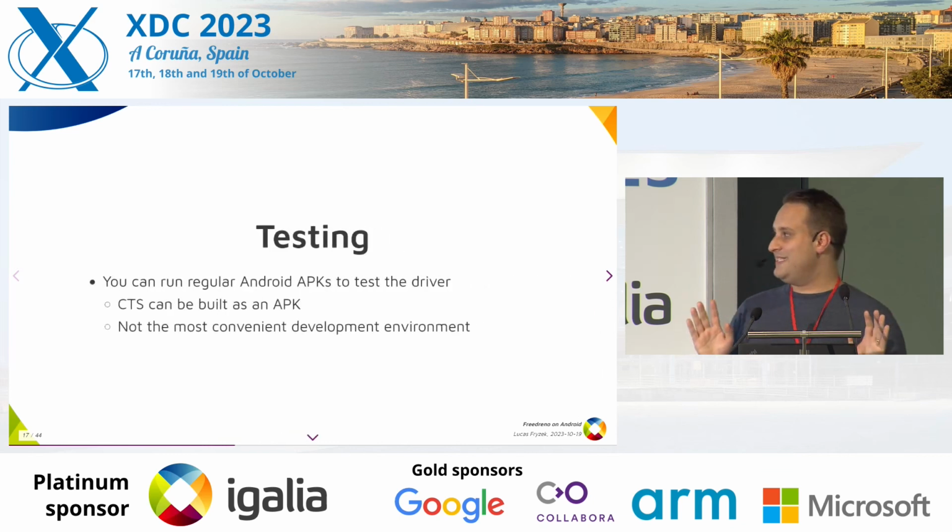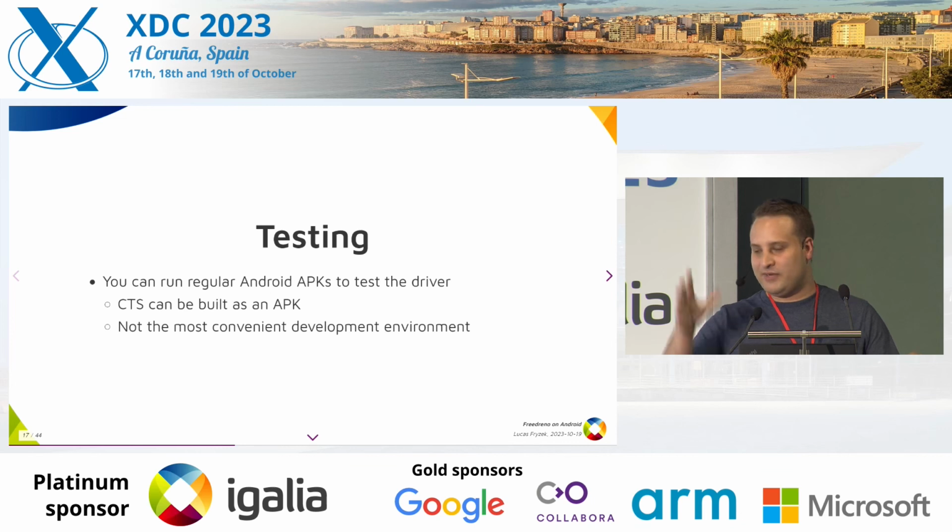Now let's talk about testing. With everything that I just talked about, if you want to open an Android app like an APK, it will load the driver and use it. You can open things like the GL Info app, and it's going to report all the capabilities that Freedreno reports.